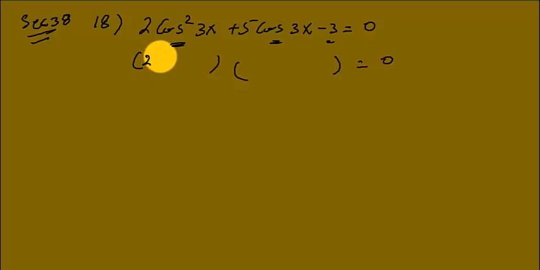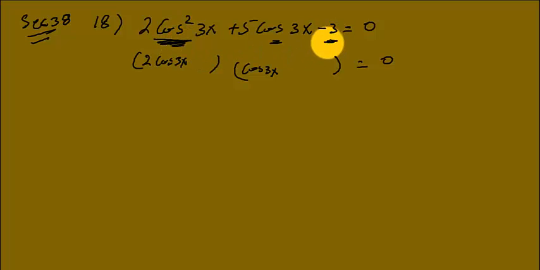Okay. So 2 cosine x. When I multiply those two, I'll get that. Oh, cosine 3x. Phew. Not so easy. I wish it was just cosine x. That would be easy. Okay. So cosine 3x. Alright. So when I multiply those two, I'm going to get that.